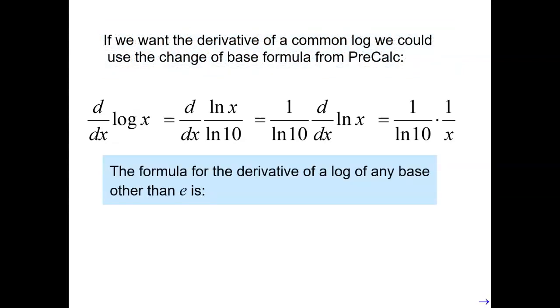Now, the formula for the derivative of a log to any base other than e is simply 1 over x multiplied by 1 over the natural log of whatever base we have here. So if this is the base of 2, that would be the natural log of 2. If this is log to the base 6, this would be 1 over x times the natural log of 6. Those are the shortcut rules for logarithmic functions.